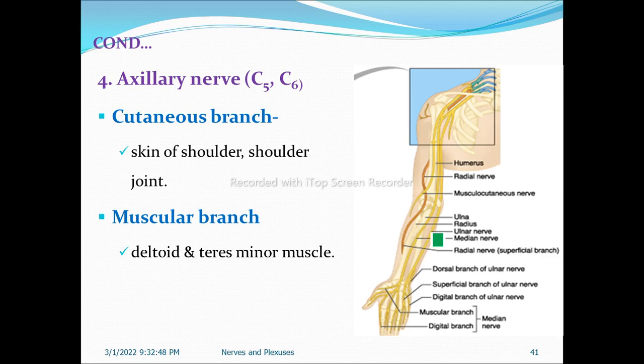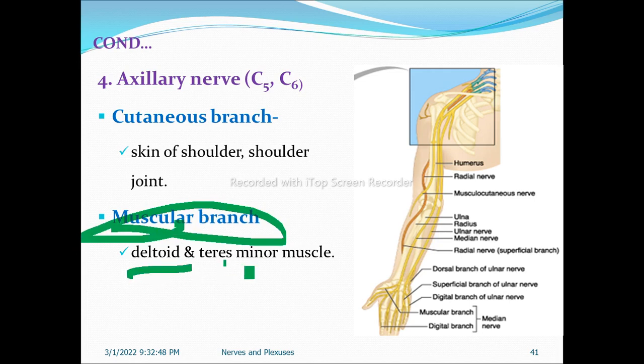And the fourth branch of the brachial plexus is the axillary nerve. The axillary nerve will have two branches, a cutaneous branch and a muscular branch. The cutaneous branch gives sensory supply to the skin of the shoulder and the shoulder joint, whereas the muscular branch supplies the deltoid muscle and teres minor muscle. The deltoid muscle and teres minor muscle are supplied by the axillary nerve.